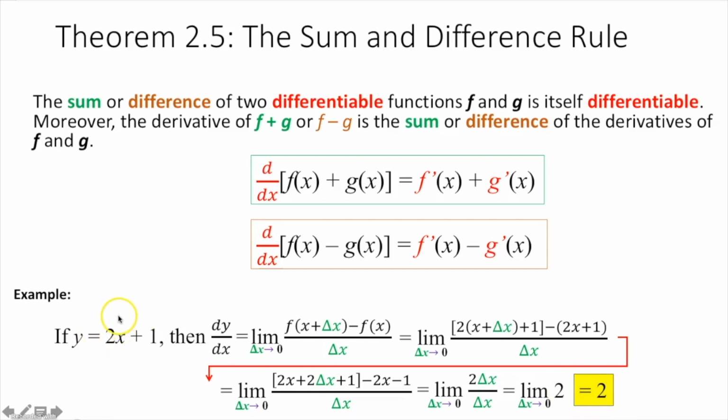The derivative of 2x, we said, was 2. The derivative of 1 was 0. 2 plus 0 gave us 2.